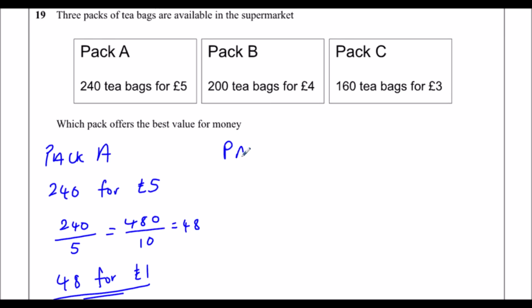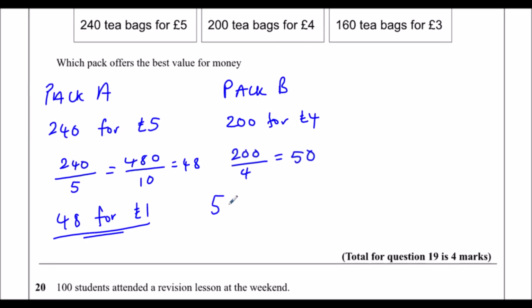Pack B, 200 for £4. If I divide that by 4, 200 divided by 4 is 50. So that's 50 for £1. So 50 for £1 is better than 48 for £1.